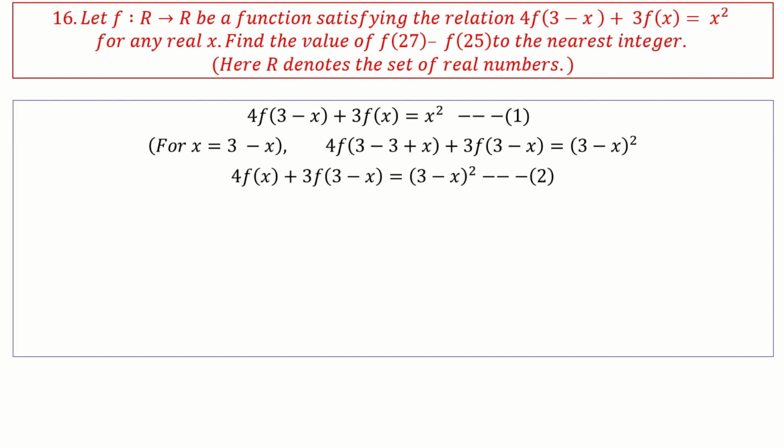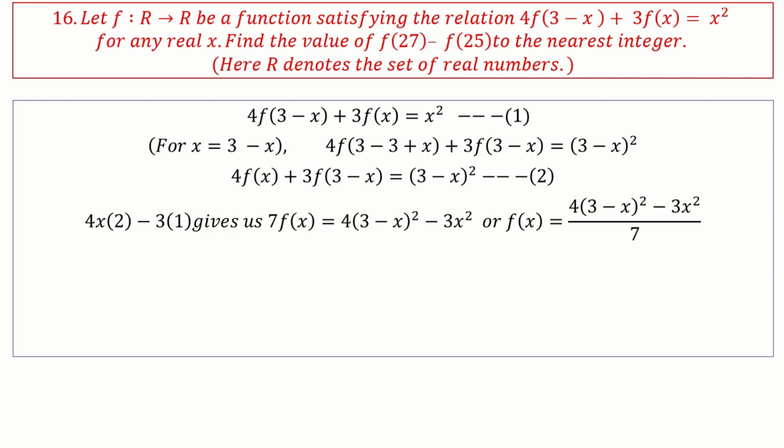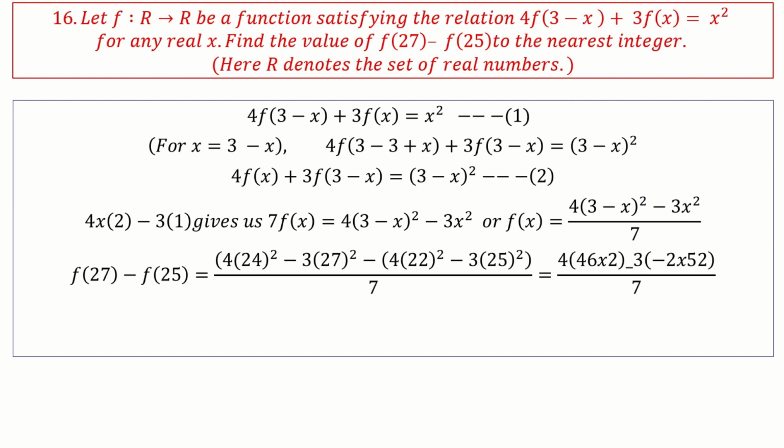If I simplify it, it will become 4 times f of x plus 3 times f of 3 minus x equal to 3 minus x whole square. This is my equation 2. From equation 1 and equation 2, 4 times equation 2 minus 3 times equation 1 gives me 7 times f of x equal to 4 times 3 minus x whole square minus 3x square. So my f of x is nothing but 4 times 3 minus x whole square minus 3x square by 7.